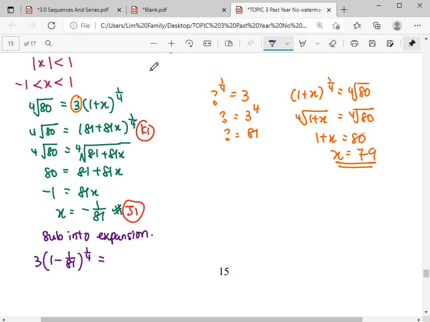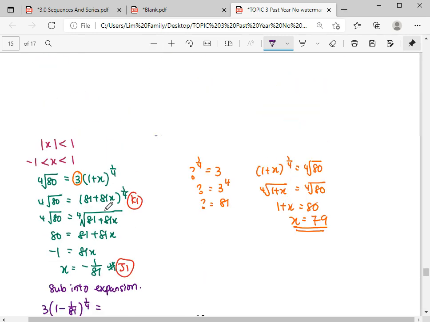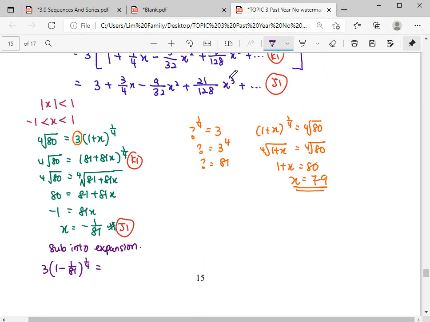So for the left hand side, I have to substitute in the expansion here. So x is negative 1 over 81. Continue. 81 squared, and negative 1 over 81 cubed, dot dot dot. Okay, so this is our expansion.